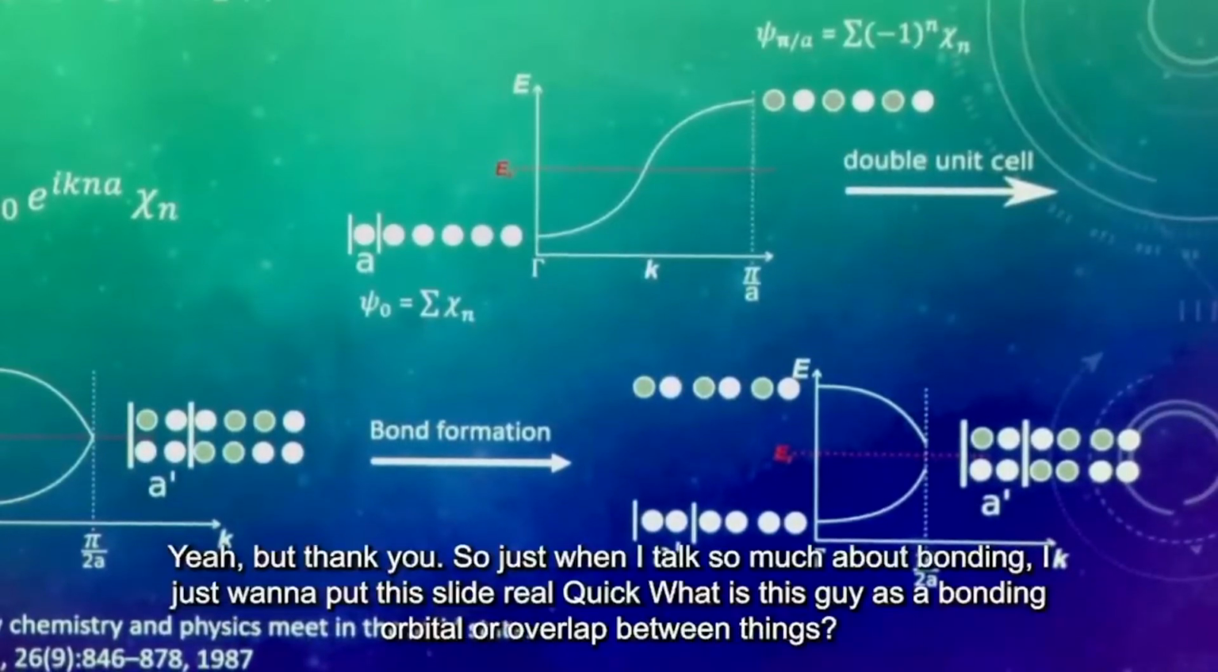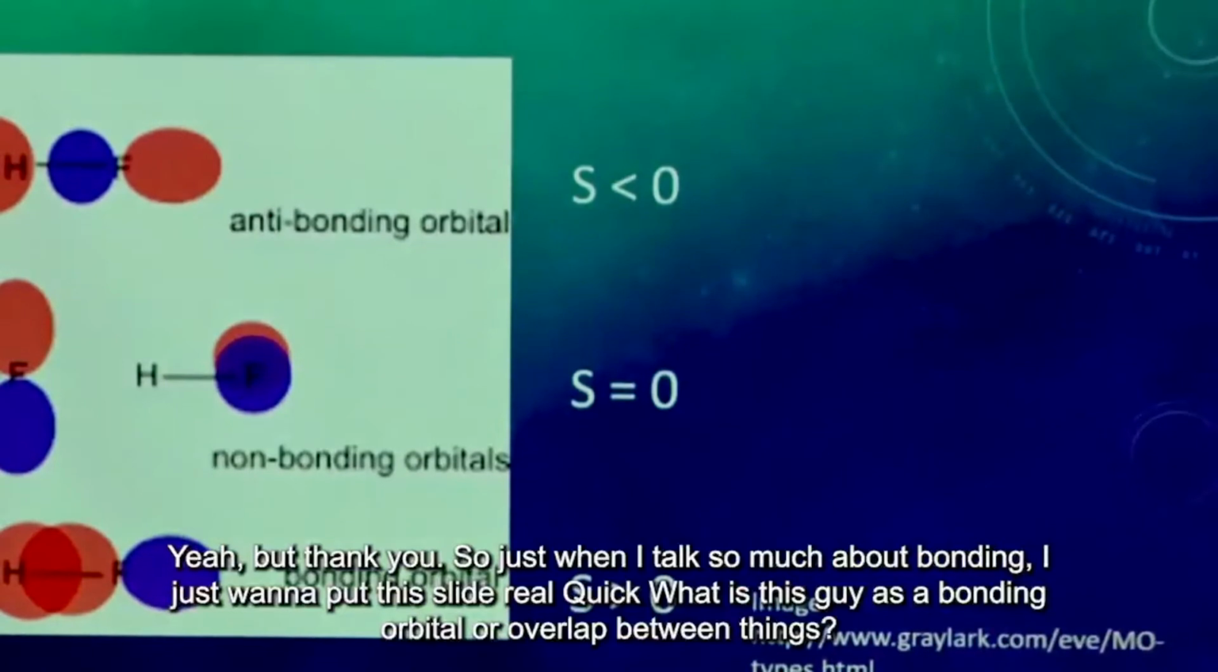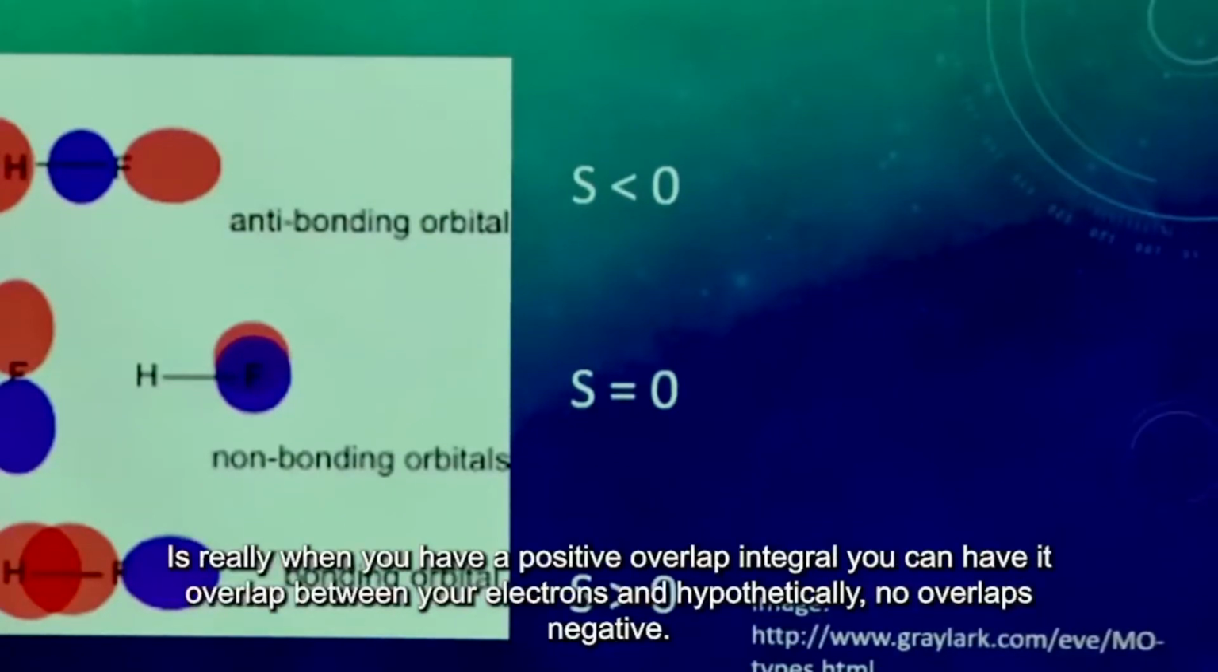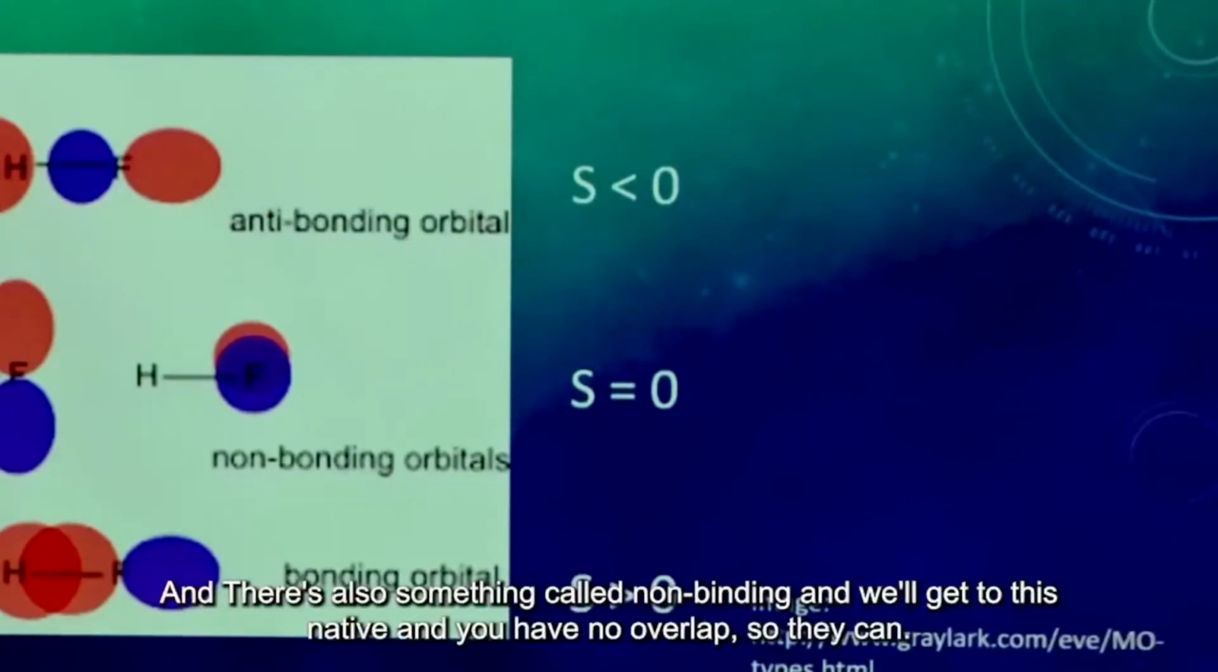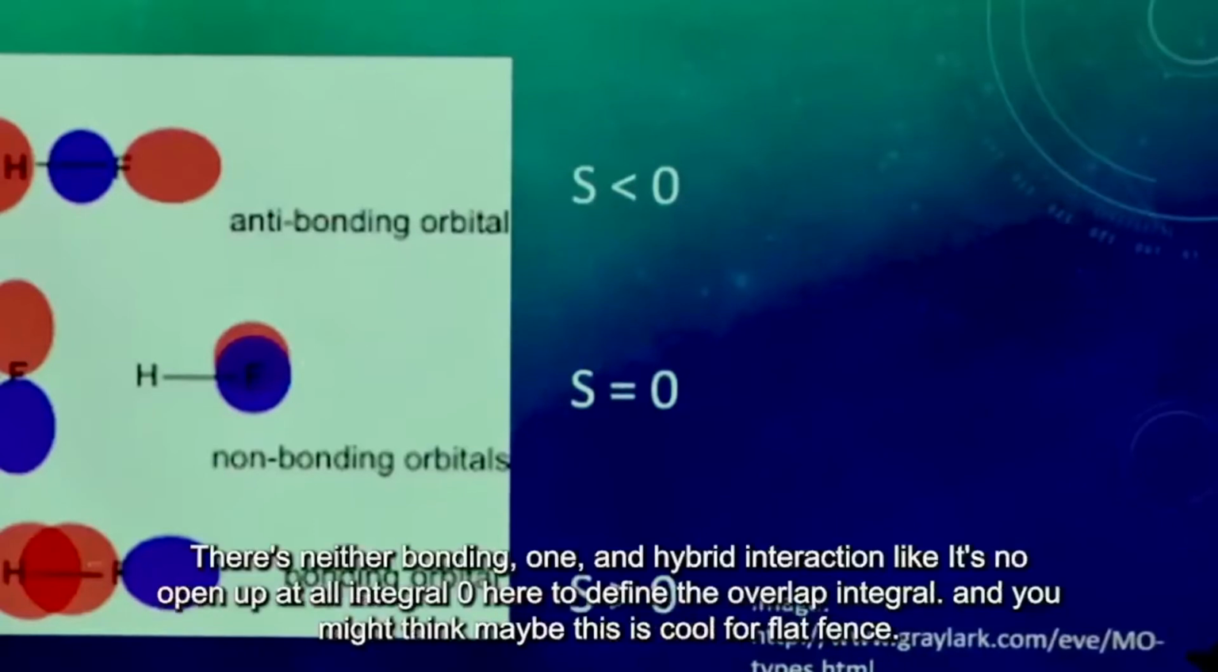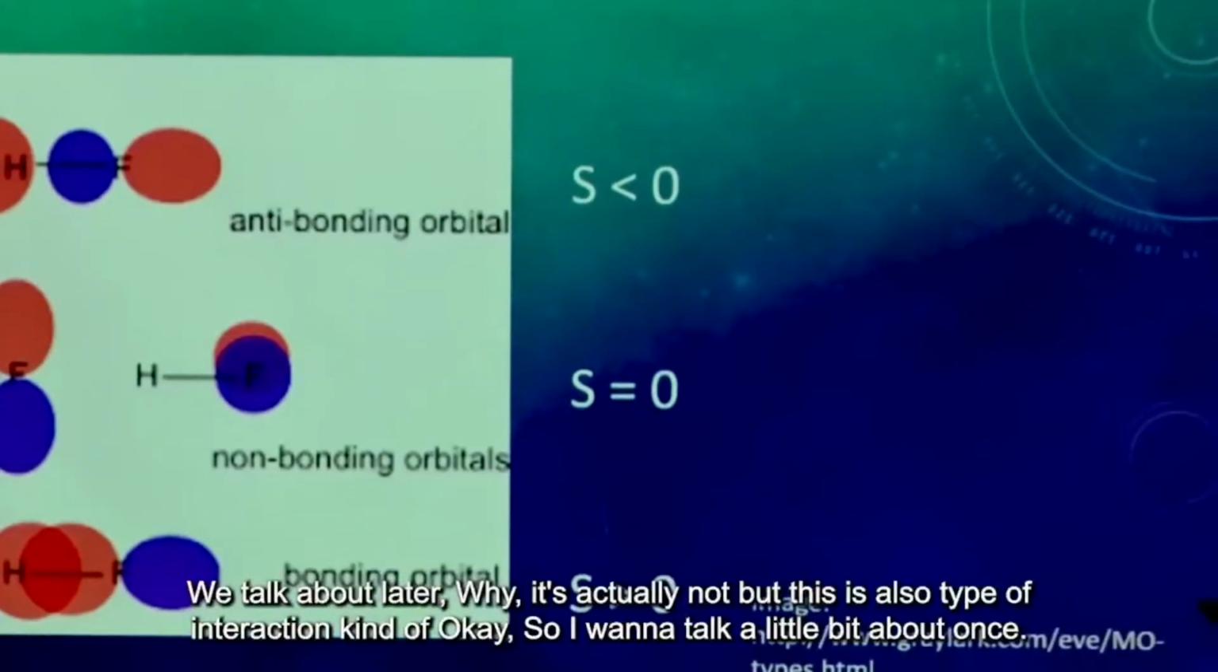Since I talk so much about bonding, I just want to put this slide up real quick. What we describe as a bonding orbital, or overlap between things, is really when you have a positive overlap integral, and you can have an overlap between your electrons. Anti-bonding means the overlap is negative. And there's also something called non-bonding, and we'll get to this later, when you have no overlap, so there's neither a bonding nor an anti-bonding interaction. The overlap integral is 0 here. And you might think maybe this is cool for flat bands. We'll talk later about why it's actually not, but this is also a type of interaction chemists think about. So these are the three main types.